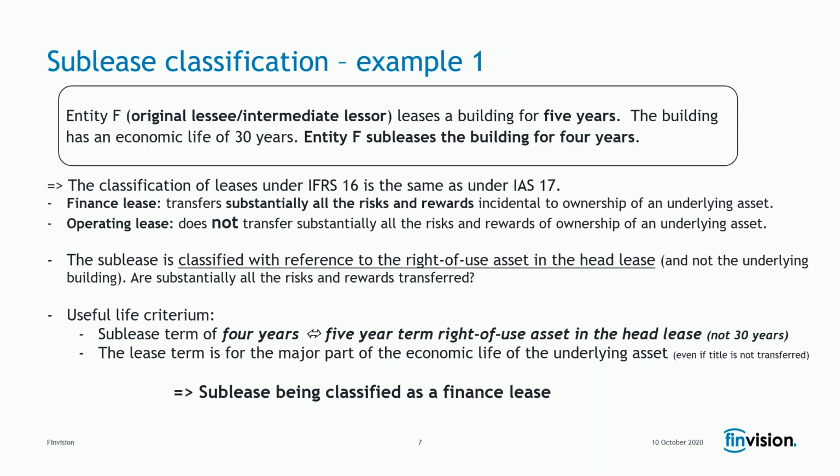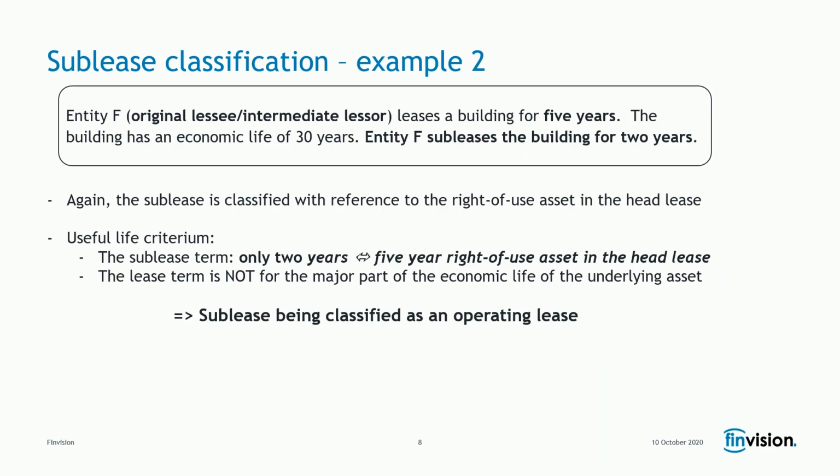If we move to example 2, there we will see a slight adjustment. Basic terms on the head lease are the same. So there's still a head lease for 5 years and the building is the same, but the sublease is only for 2 years. Again, we will make a comparison, making reference to the 5 years you have in the right of use asset in the head lease. And then we will see there's only 2 years out of 5 years subleased. So the conclusion would be that not the major part of the economic life is subleased, so we would consider it as an operating lease.